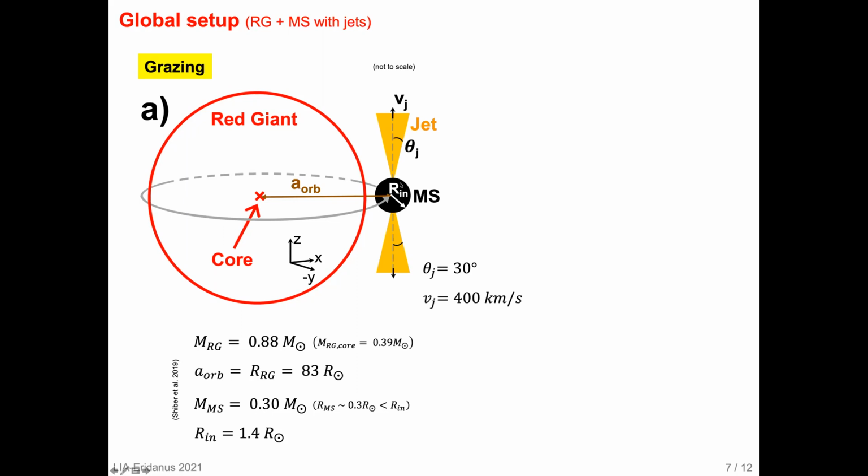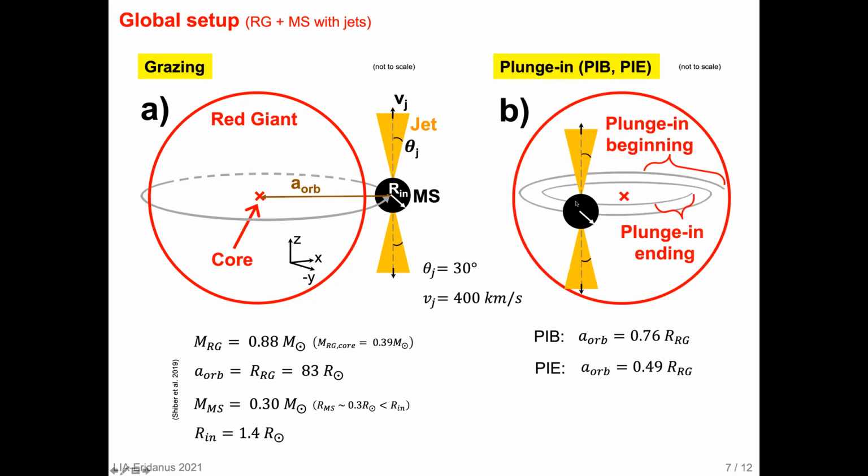And we analyze this in 3 specific moments. Either when it's at the border of the red giant, which is called grazing, so this is the grazing envelope phase. And also when the main sequence star, which is launching the jet, is inside of the red giant. We call it already plunged in, and we look at 2 moments: when it's at 3/4 of the radius and when it's halfway through the radius of the red giant.